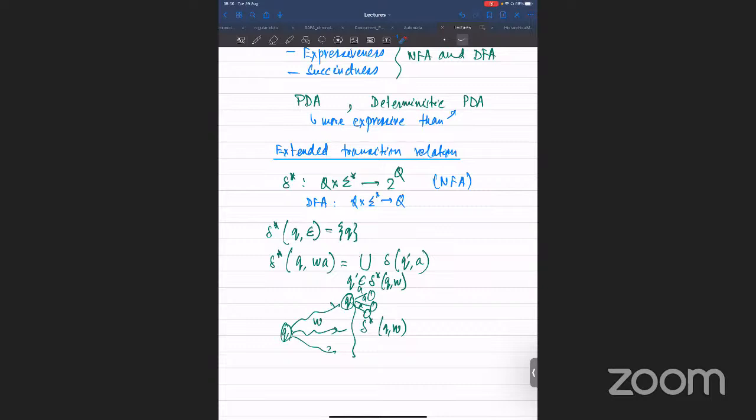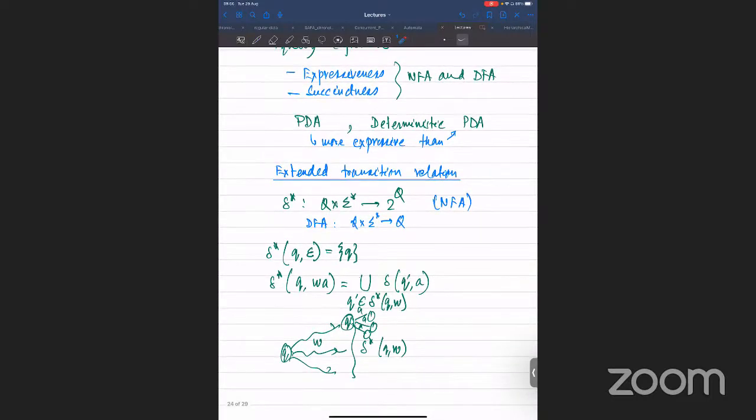Proving membership. Yeah, that is of course one thing. But earlier we were talking about expressiveness and succinctness. We are going to use this to show that the expressiveness of NFA is indeed equivalent to DFA, correct? We'll see how to use this.